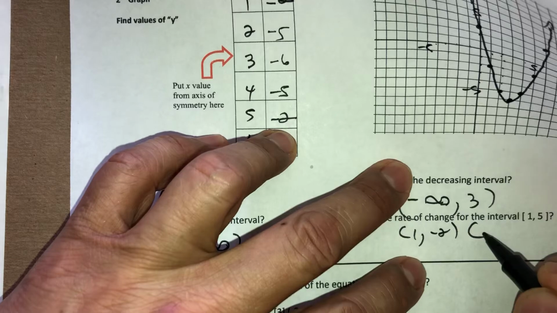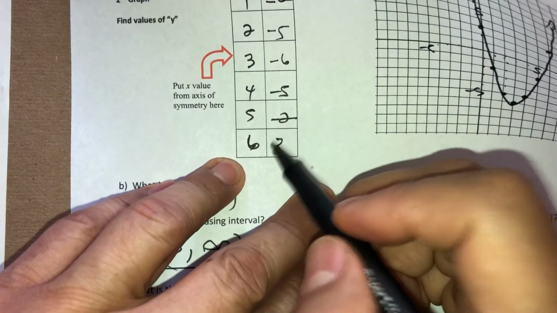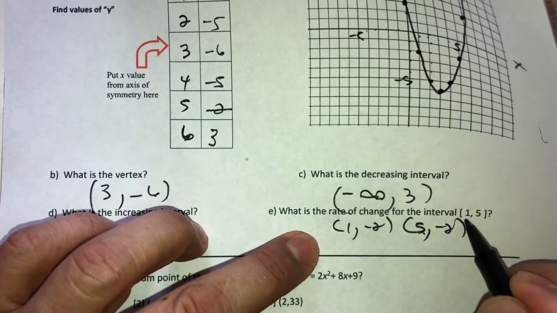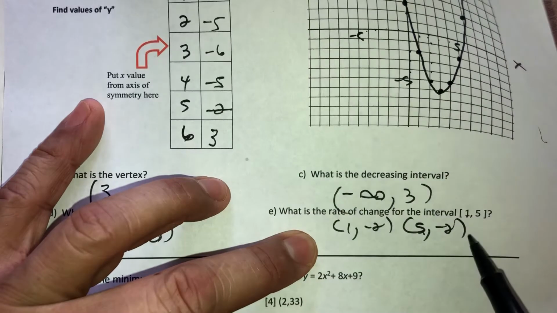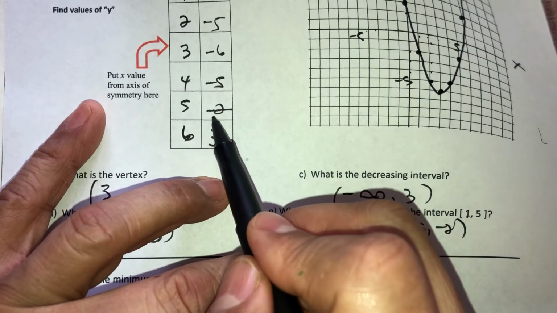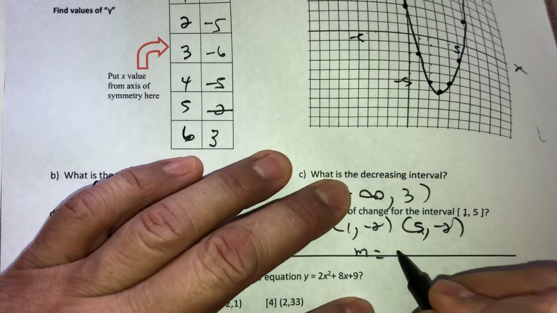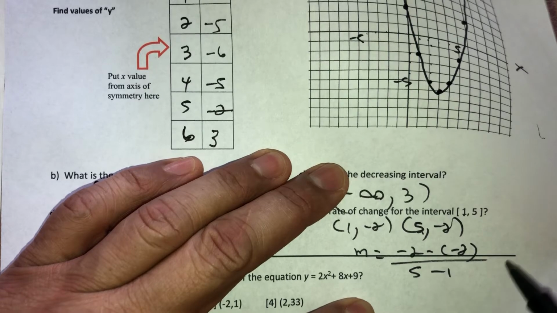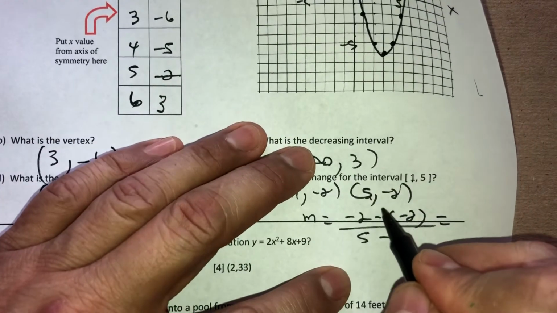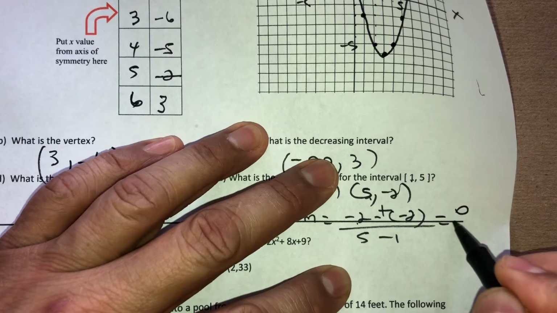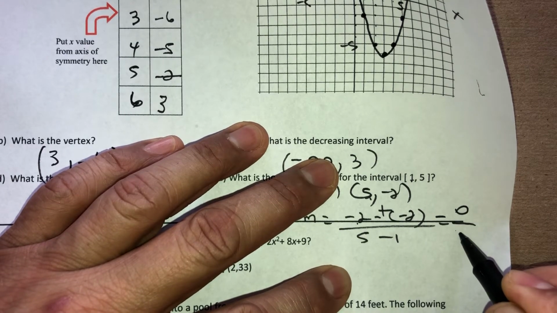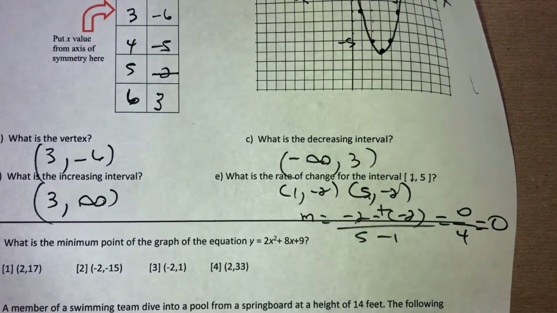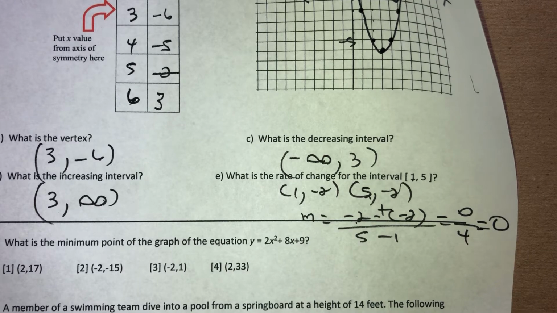And when x is 5, it's negative 2 also. So I have my other pair. When x is 1, y is negative 2. When x is 5, y is negative 2. So I'll do my formula: negative 2 minus negative 2 over 5 minus 1. Look what's going to happen here, because that turns into plus, so negative 2 plus 2 is going to give you 0. And 5 minus 1 is 4. So the slope here, or the rate of change, is 0. So that means it's a horizontal line.